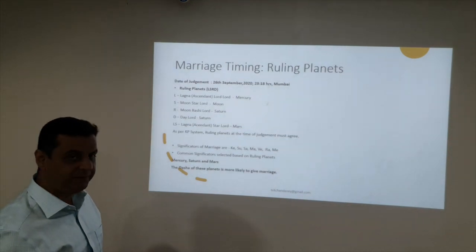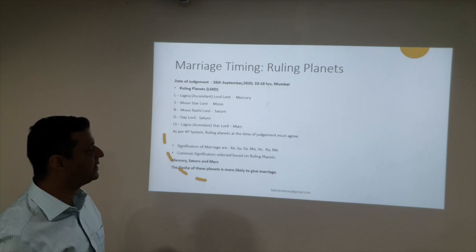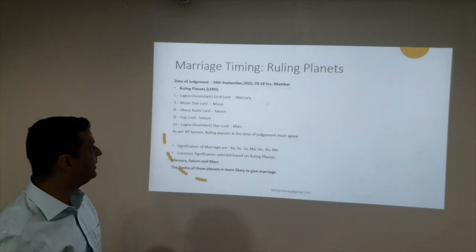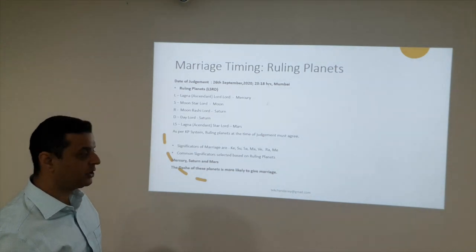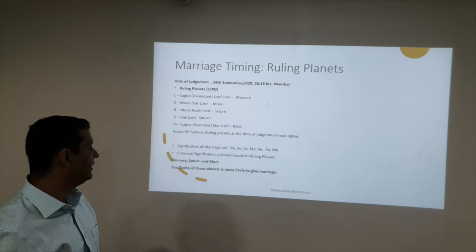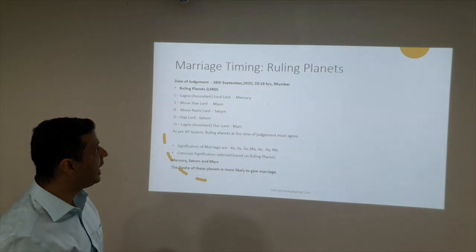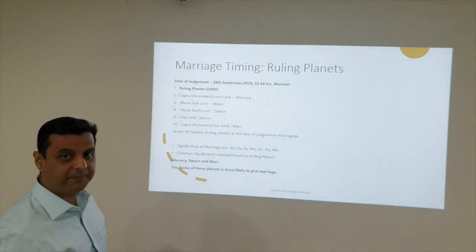And we identified in the previous slide, the significators were Ketu, Sun, Saturn, Mars, Venus, Rahu, and the common significators, that is the significators for marriage and the ruling planets. We see that 3 significators are common, that is Mercury, Saturn and Mars. And the Dasha of these planets is more likely to give the marriage. That is how we have eliminated some significators for making the prediction.